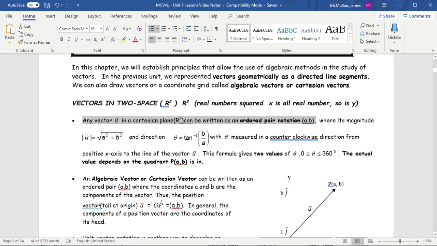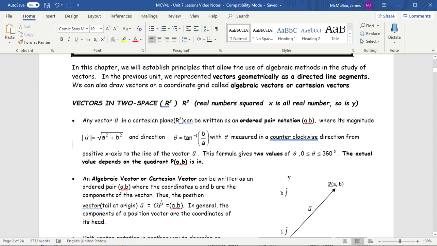Okay? The magnitude of such a vector would use the Pythagorean theorem. The magnitude of u is the square root of a squared plus b squared, where a and b are the coordinates, or what we could call the components of the vector. Notice a and b do not have vector signs on top of them because a and b are in the ordered pair notation. So what you would say here is something like, let me just write this down properly.